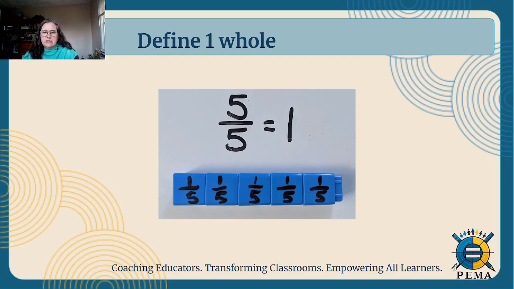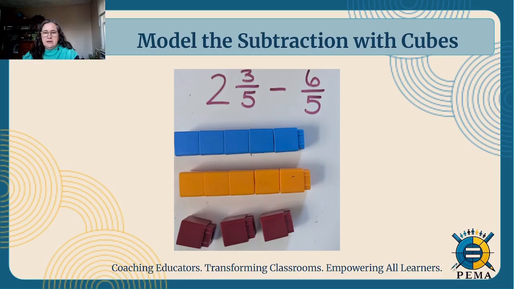If I have unifix cubes or any kind of linking cubes that have a flat surface, often you can write on them with a dry erase marker. And you can see here that I took 5 cubes. I labeled each one of them 1/5, and that helps us establish that one whole is made of 5/5. So this stick of cubes is equal to one whole. So once I know that, then I can use my cubes to model the subtraction of 2 3/5 minus 6/5.